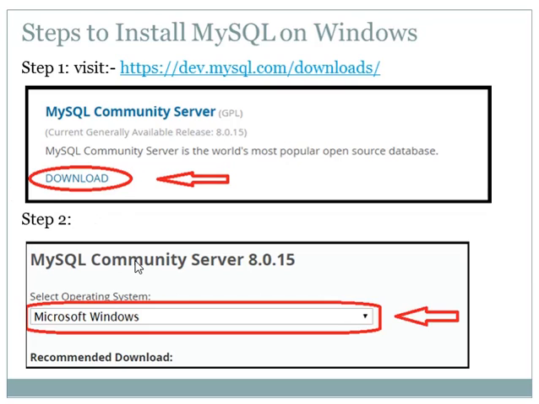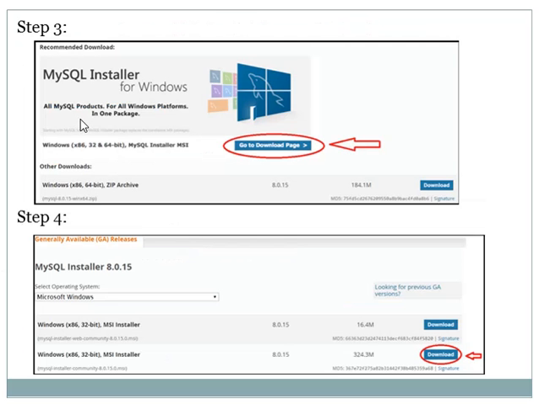In step 2, it redirects you to another page. Just scroll down and find the generally available releases section, click the drop down and select the operating system. By default, Microsoft Windows is selected, and you can choose another OS by clicking on the drop down menu shown below. In step 3, you just scroll down and click on go to download page, which is circled in red color below.